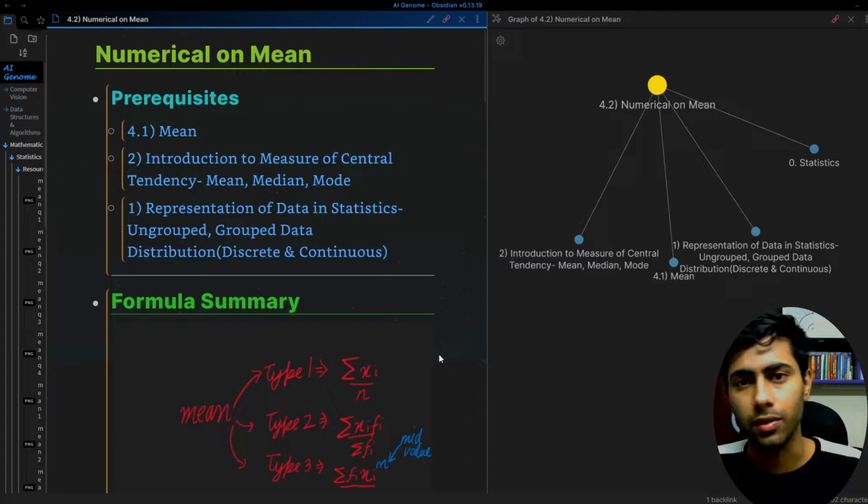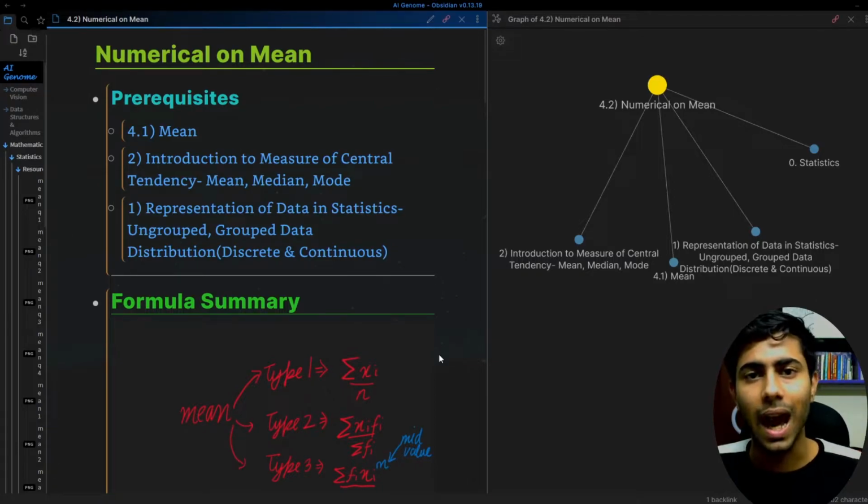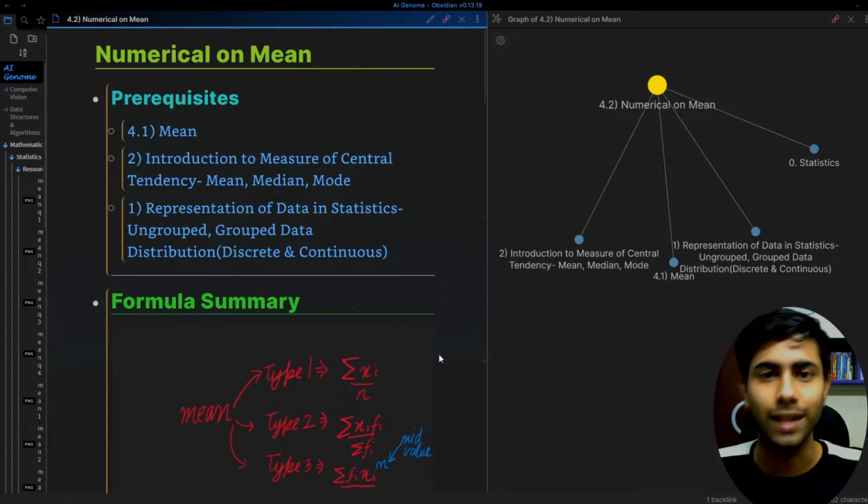its advantages and disadvantages. So in the previous video we learned what mean is, why we use mean, what are its advantages and disadvantages, and the formula for each type of data representation, that is type 1, type 2 and type 3. And in this particular video we will be solving some numericals on mean. So, without wasting any time, let's get started.